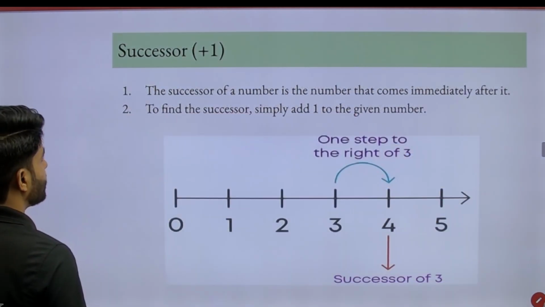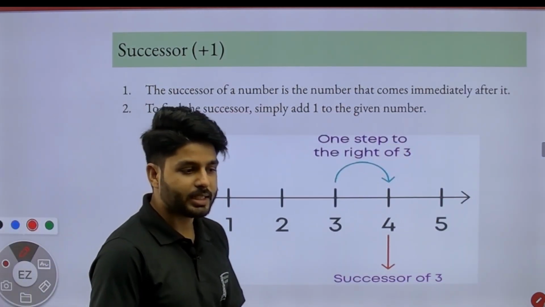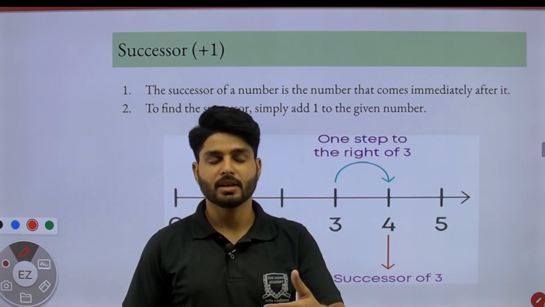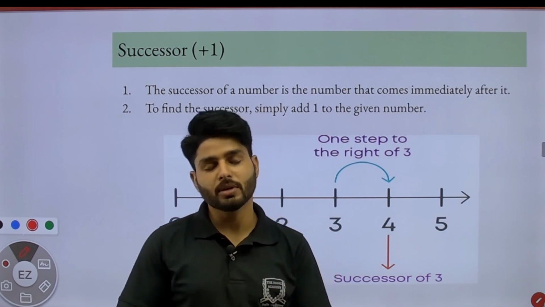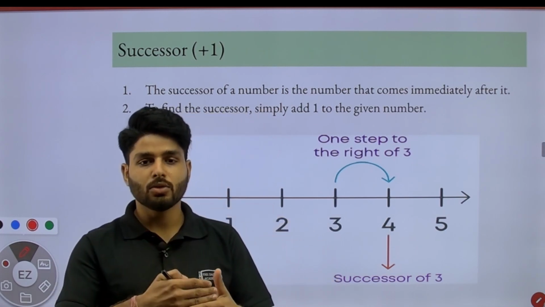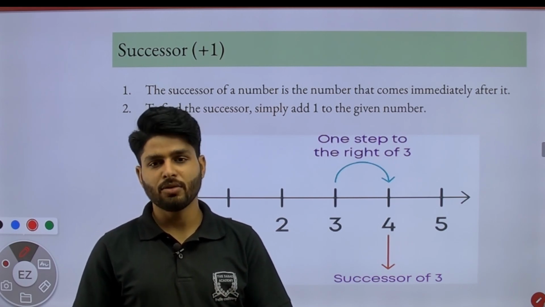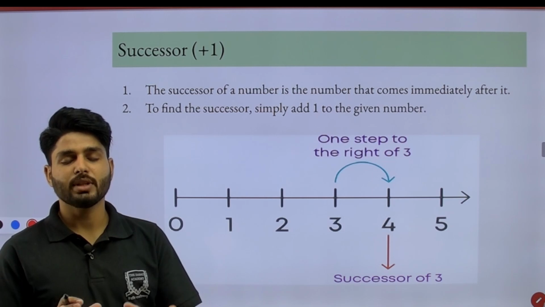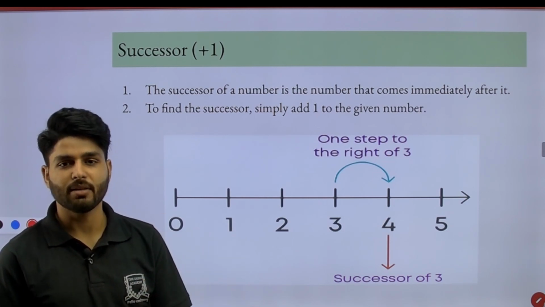Then we have the successor. What is a successor? The successor of a number is the number that comes immediately after it. It means if we have the number 2, then what is the successor of 2? What comes just after 2? That is 3. So 3 is the successor of 2. To find the successor, simply add 1 to that number. Whatever number we have, if we add 1 to it, we can find our successor.